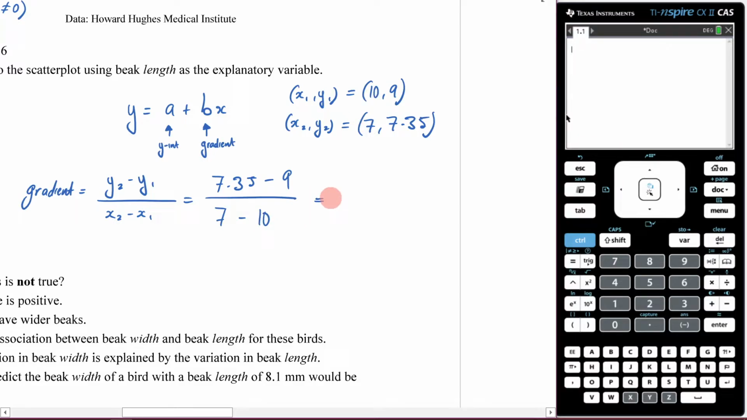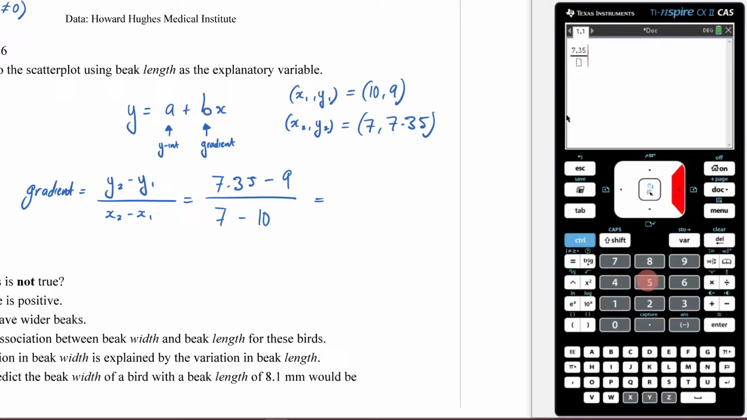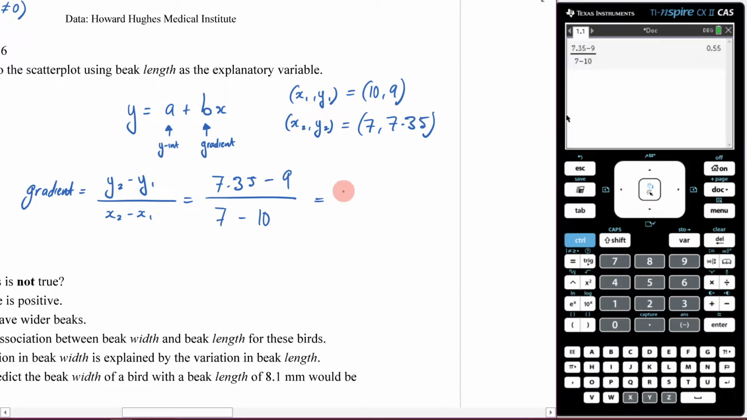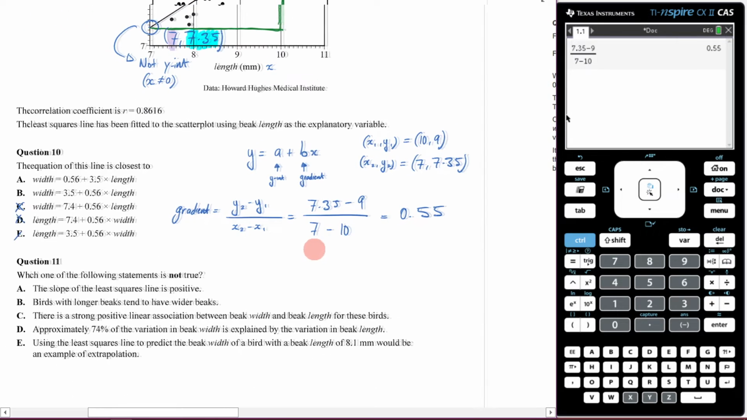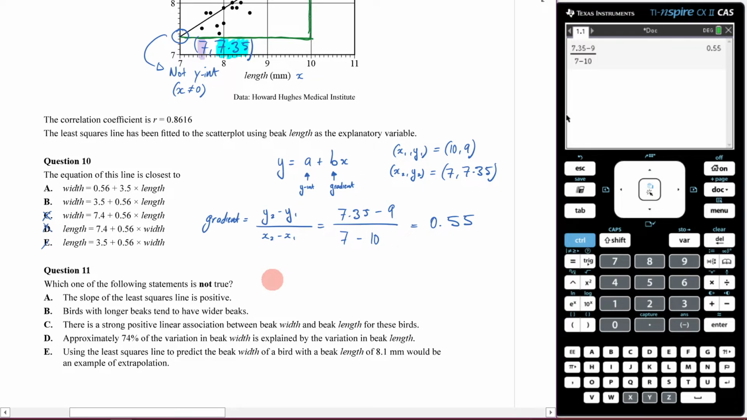So then we'll subtract them from each other. So we'll go 7.35 minus 9. 7 minus 10 is going to be that. It's going to be 0.55. So that's going to be my gradient. Now, looking here, you can see the one that's closest to that is 0.56, so my answer will be B.